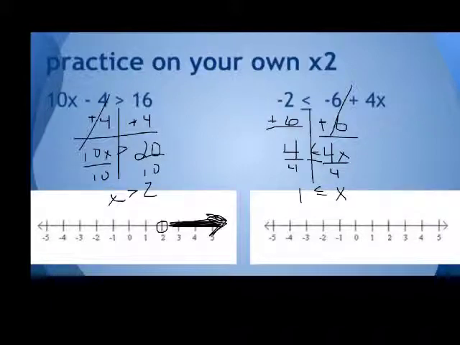Now, when you are thinking about this, you're going to want to change it around. Flip it and flip the sign so that you have x is greater than or equal to 1. These can be a bit tricky. Greater than or equal to is a closed circle on 1, and you're going to shade this way.